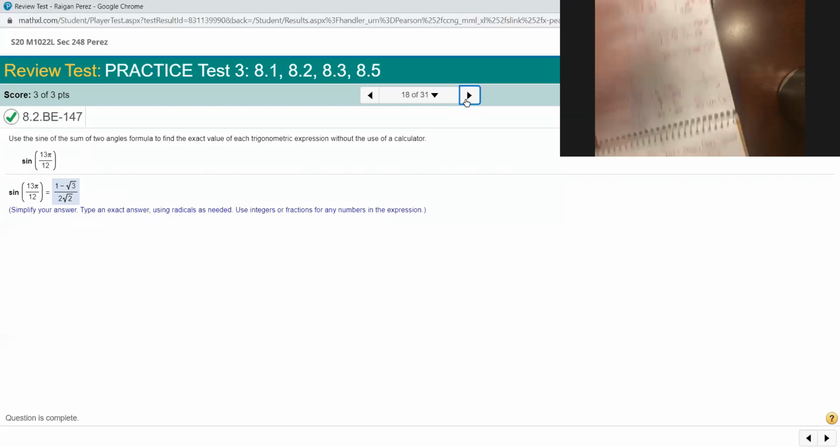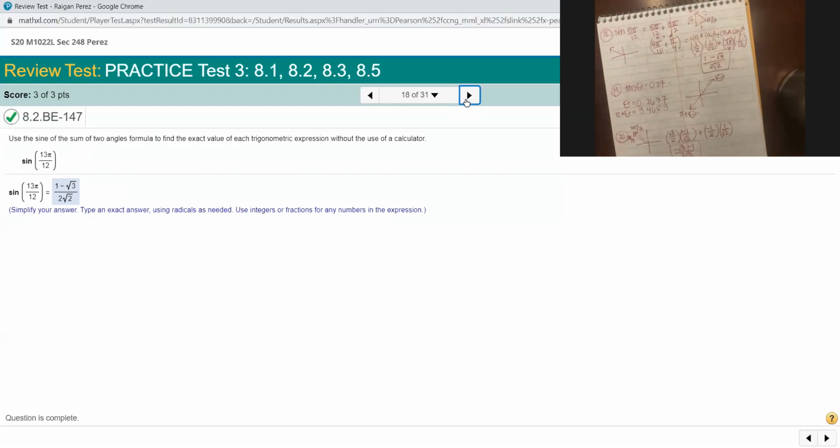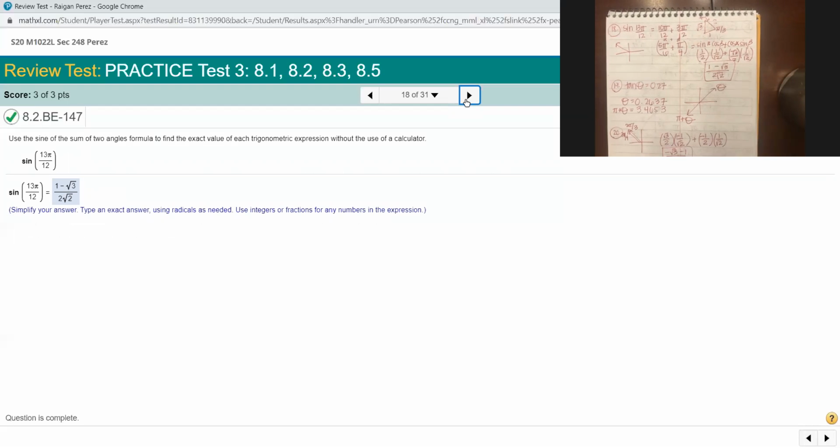Okay, 18. You had to do the sum of two angles formula. So they gave us this 13 pi over 12. So you need numbers that'll simplify. So I used 10 plus 3 gives me 13. So 10 over 12 is the same thing as 5 over 6. And 3 over 12 is the same thing as pi over 4. So this is alpha plus beta. So that goes with this formula right here.